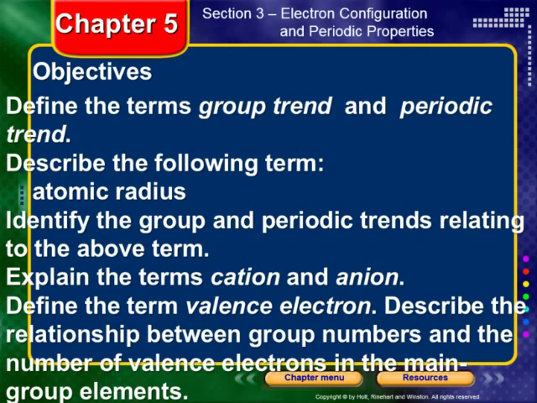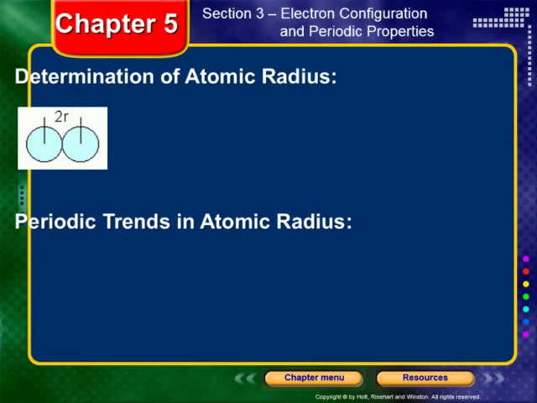Now in other videos, other people may pronounce that differently. I use the term cation. Either is okay. That's just the pronunciation that I'm going to be using. Then define the term valence electron. It's going to be a critical term for us for the rest of the course. And then describe the relationship between group numbers and the number of valence electrons in the main group elements. All right, let's get started.